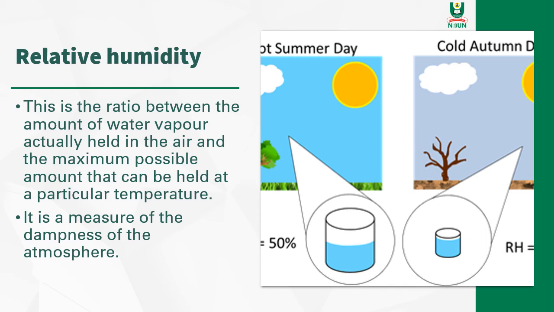So that is important. Like you can see in the picture here, this is a hot summer day, relative humidity is 50%, and a cold autumn day, relative humidity is usually higher, equals 70%. So sorry about that. That's the measure of the dampness of the atmosphere.